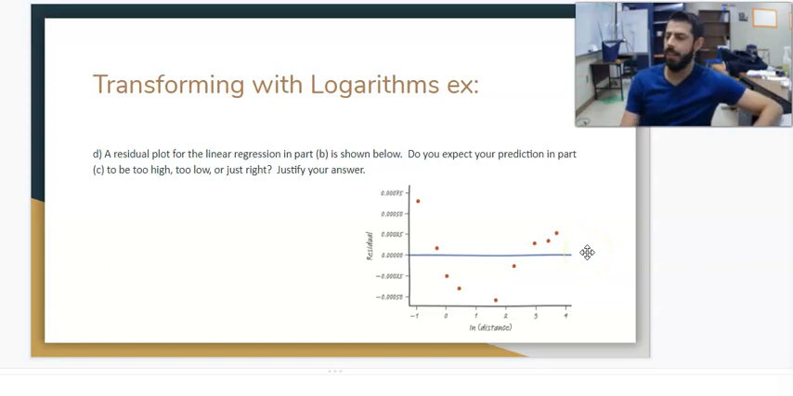Anyway, that's an example that goes through the ins and outs of transforming with logarithms. You can do the x, you can do the y, you can do both the x and the y, and then you can be asked the same questions that you would if it were a regular old linear equation.